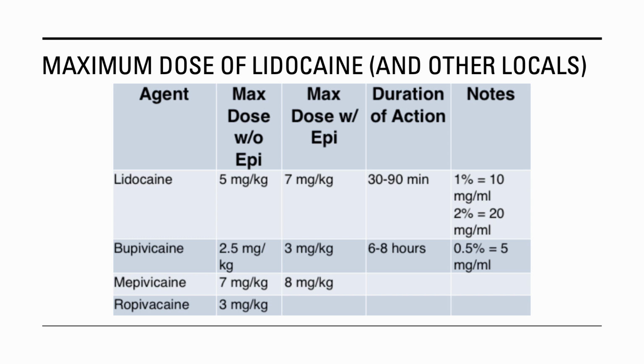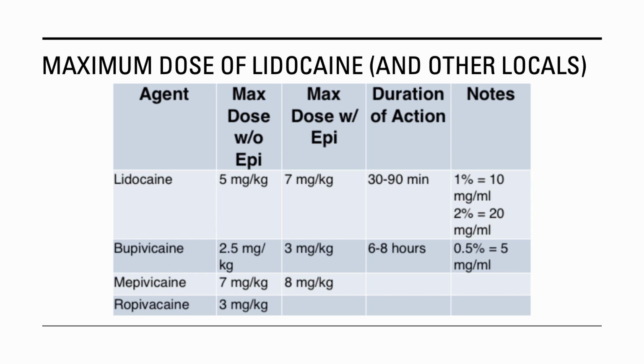Now you have a little bit more leeway if you do add epinephrine, like we discussed. Sometimes folks will add 1 to 200,000 epinephrine to solutions. This constricts blood vessels in the area where the local is injected, and so therefore there's less systemic absorption, and you get a little bit more ability to give a higher concentration. 7 milligrams per kilogram is key here.